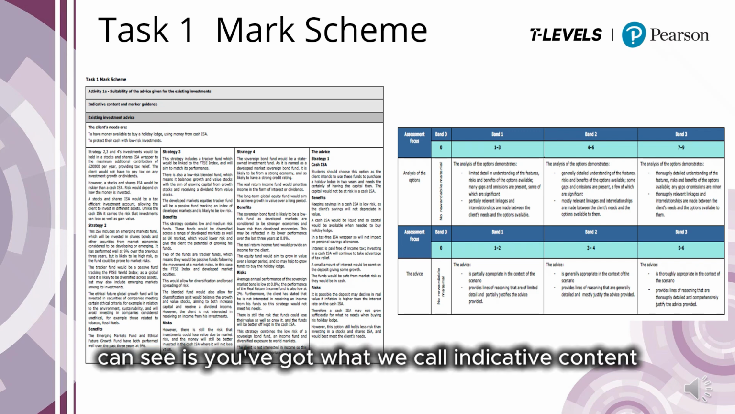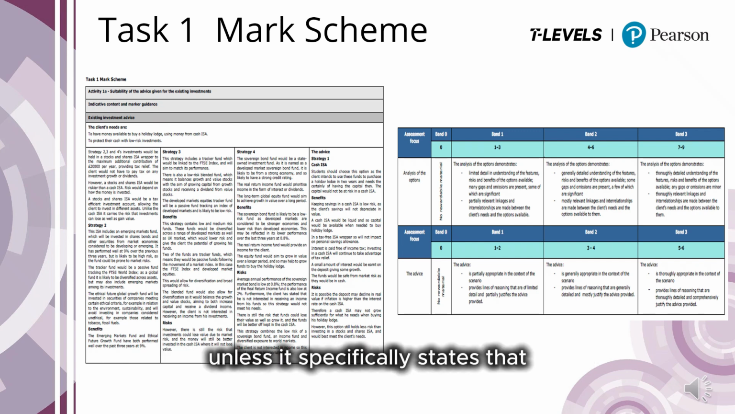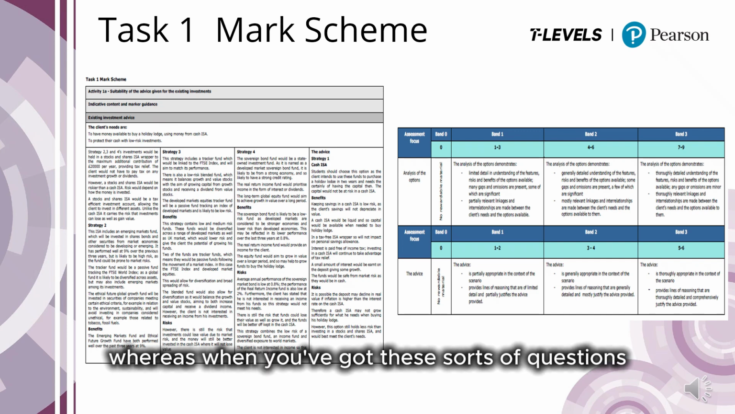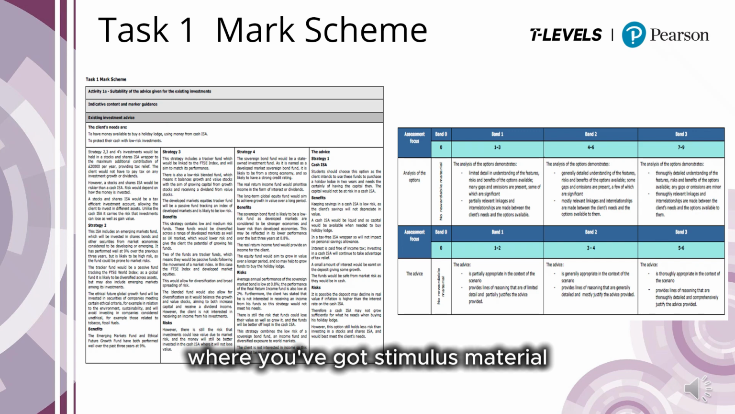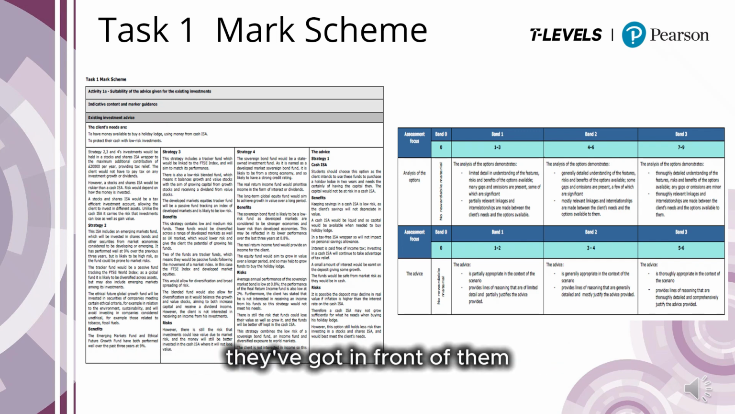Now, on the left, what you can see is what we call indicative content and marker guidance. So this is what the examiners will look at. Now, when you see indicative content, that doesn't mean they're the only answers that a student can give unless it specifically states that. So if this was a finance question with a specific answer, then that would be the only answer they could give. Whereas when you've got questions with stimulus material and students come up with a wide range of recommendations based on what they're seeing, the indicative content is there as an example of what the senior examiners think learners will do with the information they've got in front of them.